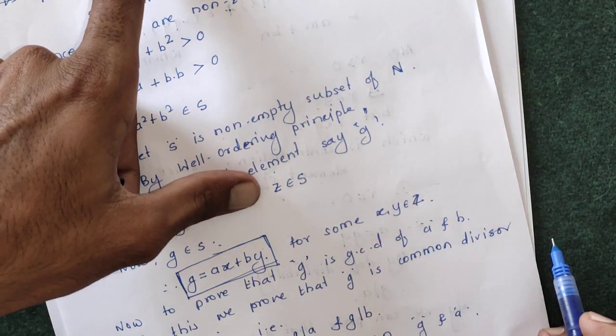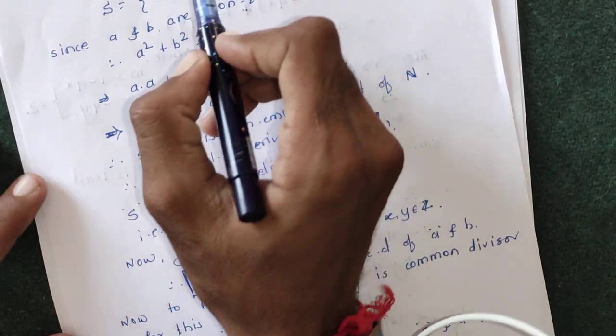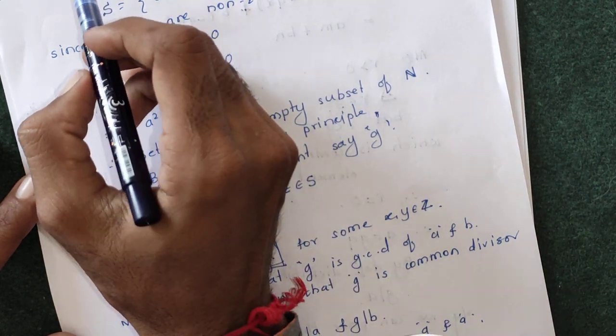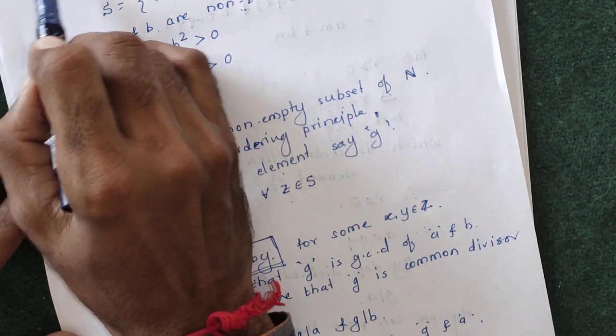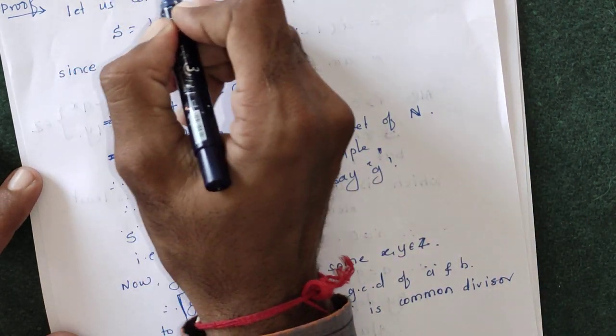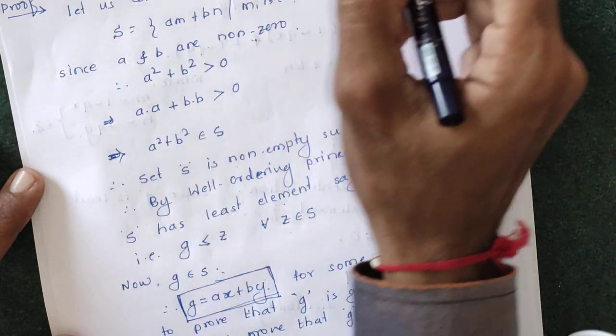G is equal to GCD of a and b, that is, g is the GCD of a and b, and it can be expressed in the form ax plus by. So we have expressed g as ax plus by and proved that g is the GCD of a and b. Now it is relevant to prove that this GCD of a and b, that is g, is unique.